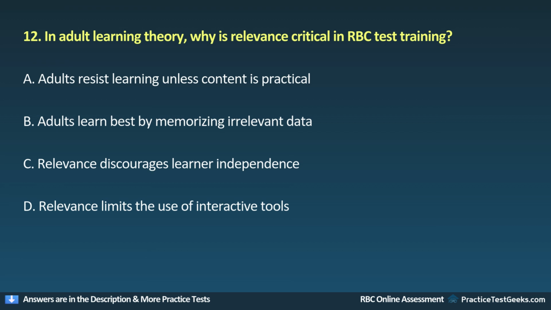12. In adult learning theory, why is relevance critical in RBC test training? A. Adults resist learning unless content is practical. B. Adults learn best by memorizing irrelevant data. C. Relevance discourages learner independence. D. Relevance limits the use of interactive tools.